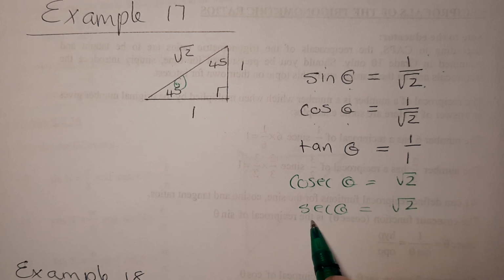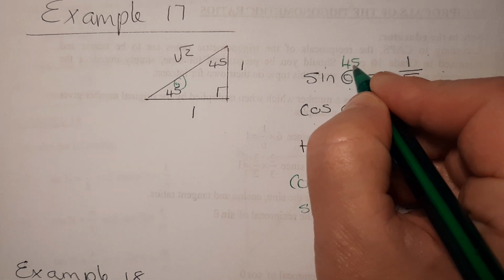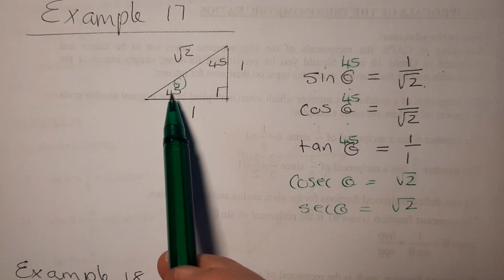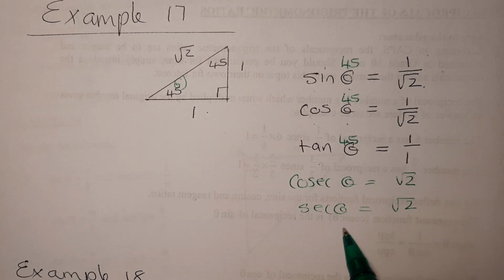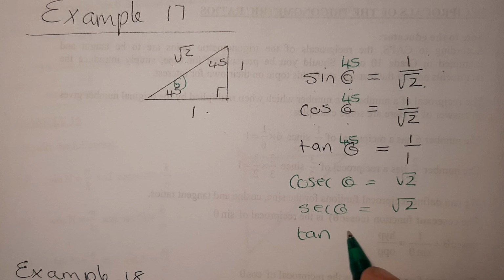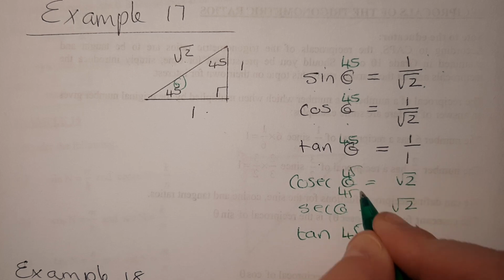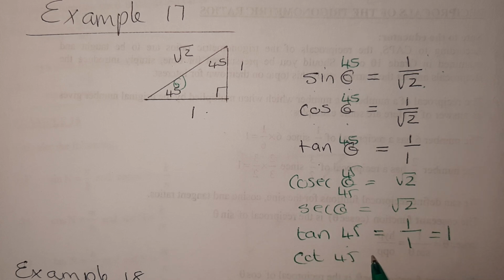So what is tan of 45? In this case, we are working with a special angle of 45. So tan of 45 is opposite over adjacent. If tan of 45 is 1 over 1, which is 1, then the reciprocal, which is cot of 45, is also going to be 1.